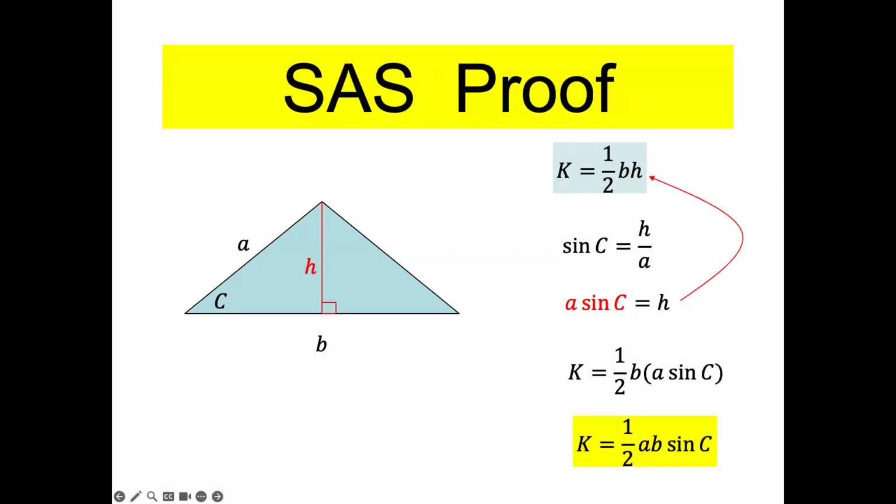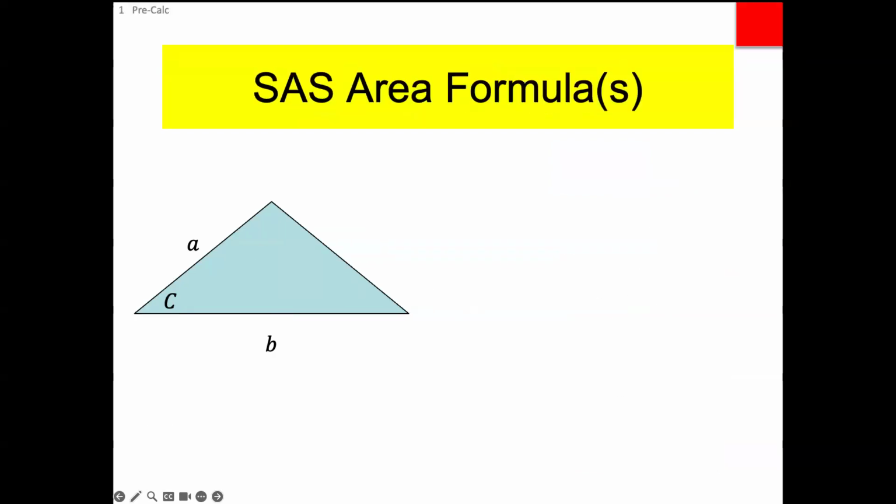Area is now equal to one half times two sides and the sine of the included angle. It must be, but they're going to give you SAS, so it will be the included angle. Okay? So that's our new formula. Write that one down.